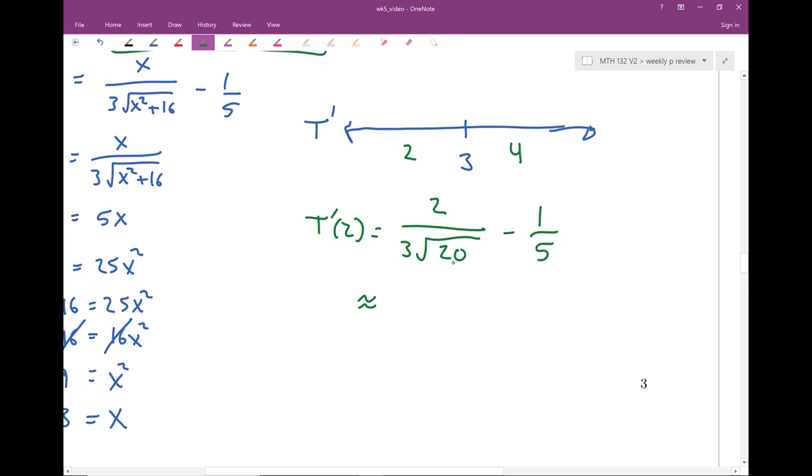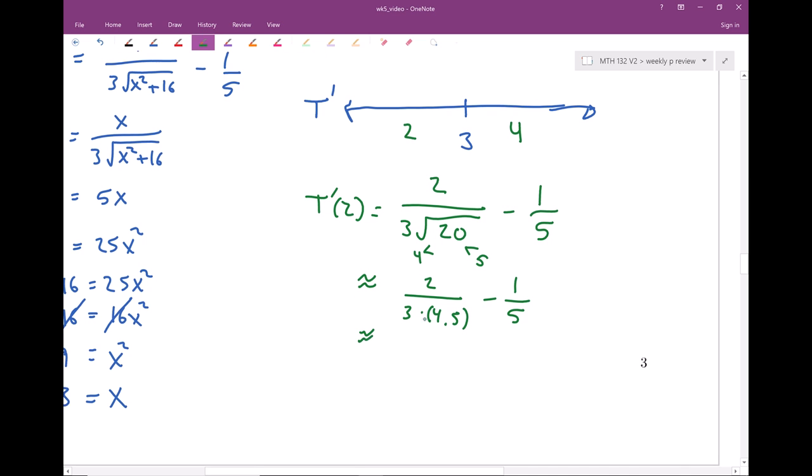Well, the square root of 20 is somewhere between the square root of 16, that's 4, and the square root of 25, that's 5. So it's somewhere between 4 and 5. And it seems to be kind of in the middle-ish. So I'm going to go ahead and say that this is around 4.5. So we're going to have 2 divided by 3 times 4.5 minus 1/5.